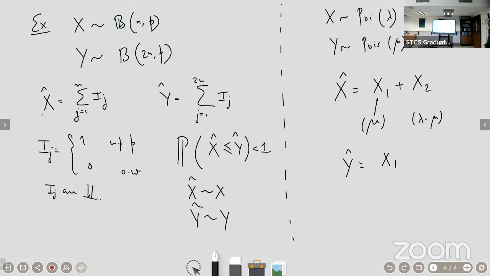So x hat, y hat is an eligible couple, and satisfies the requirement. Now, what is the probability of x hat being less than or equal to y hat? Again, the same story. There is a common randomness. X2 is non-negative. So whatever the value of x1 is, x hat is always greater than y hat. So this is a very simple result, very powerful one to show dominance.